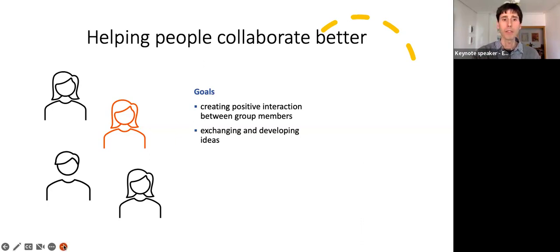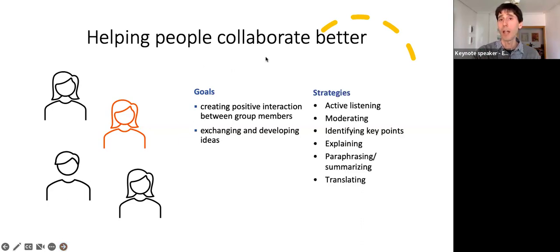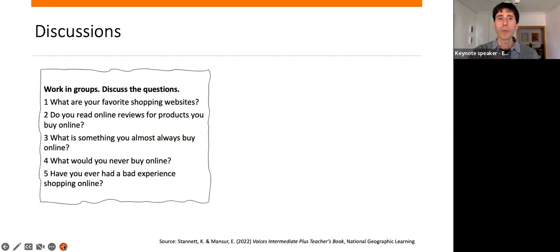So again, this type of mediation might seem quite different from the other ones. But if you think about it, they're actually going to be using a lot of the same strategies. They might be doing some paraphrasing or summarizing. They might even be doing some translating if one student can't come up with a word that they need. And they're also going to be doing some moderating, as we saw earlier in that debate activity. That might be something that they have to do sometimes. And they might be identifying key points, trying to decide what's most important for the group work in order to move forward.